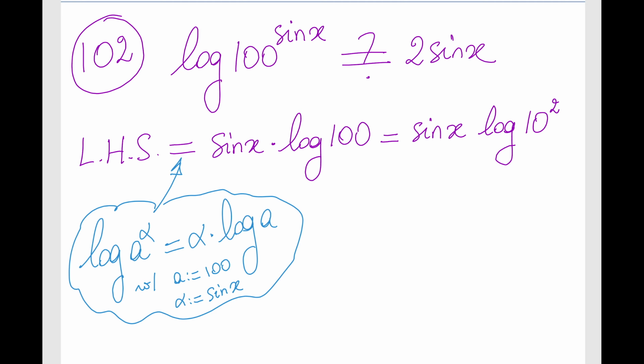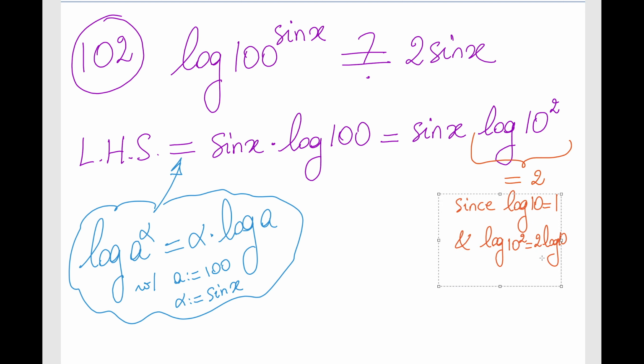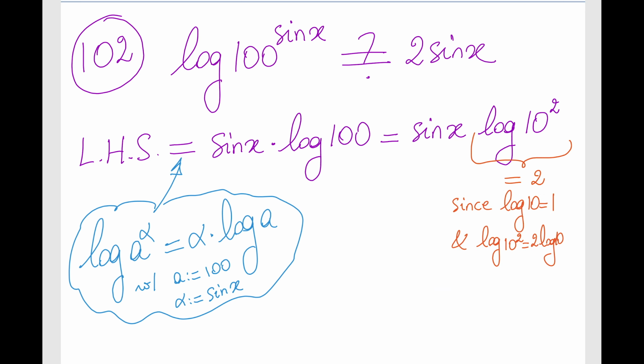Okay. And what's this guy? This is a 2, right? This is a 2 since log base 10 is equal to 1 and log base 10 of 10 squared is equal to 2 log base 10 of 10, correct? Let me make some room here. So one more time. Log base 10 of 10, log base a of a is 1.